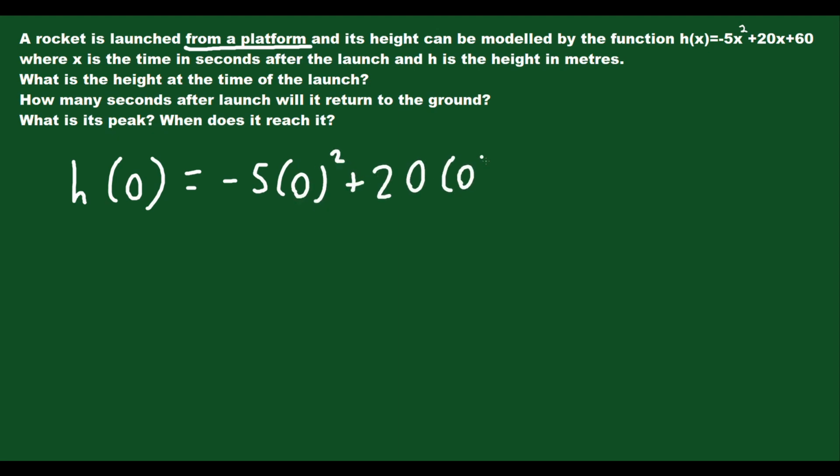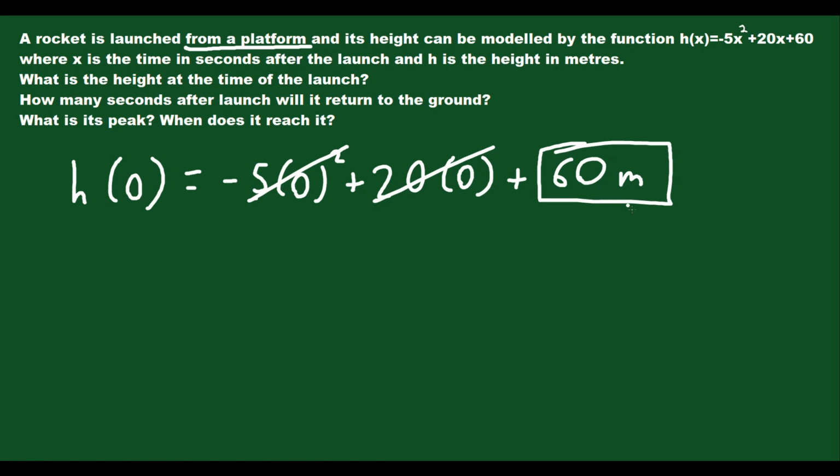So I'm just plugging in 0 for x. And what you notice is that these two terms will go away, and you'll be left with 60. So what we can say is that at the time of launch, the height is 60 meters. That would be your answer. So that means that the platform is 60 meters off the ground, or 60 meters above where the function is measuring its height from. Okay, that's the first question.